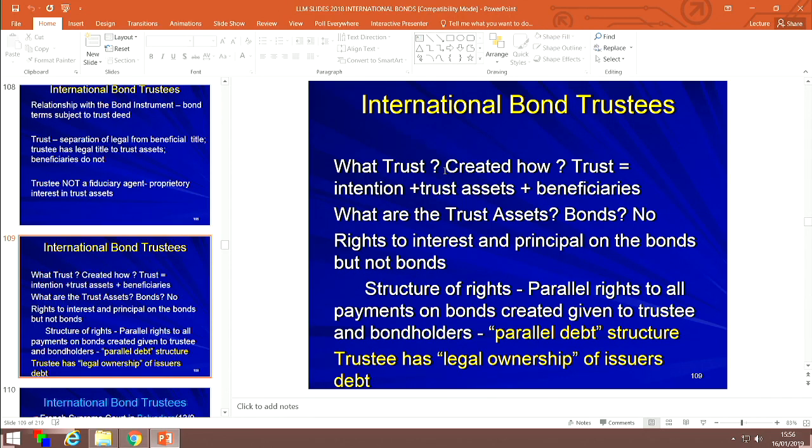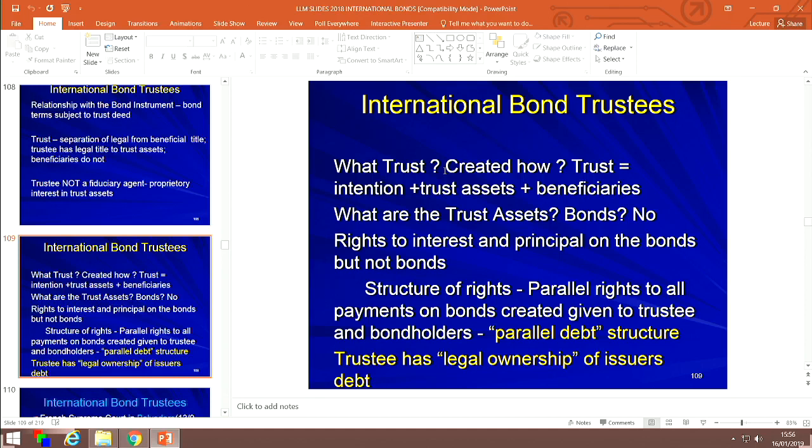So, in effect, the parallel debt structure means that as long as the issuer is continuing to pay interest and principal to the bondholders, the trustee lies dormant. Its right to payment in interest and principal is satisfied insofar as the issuer pays the bondholders.